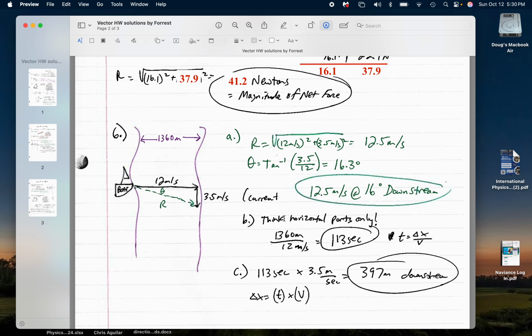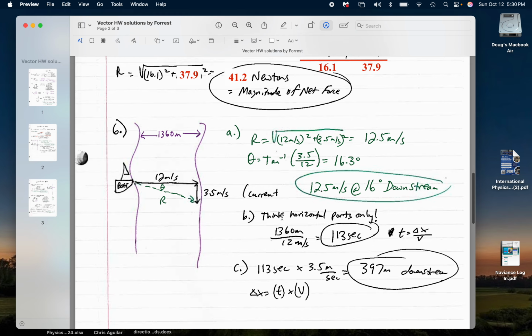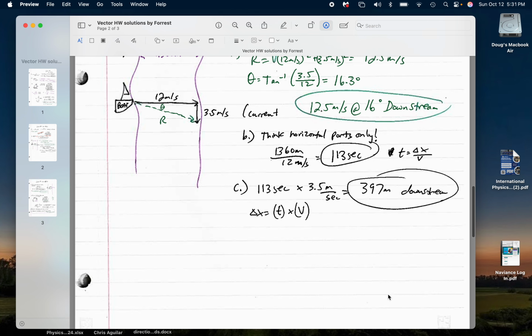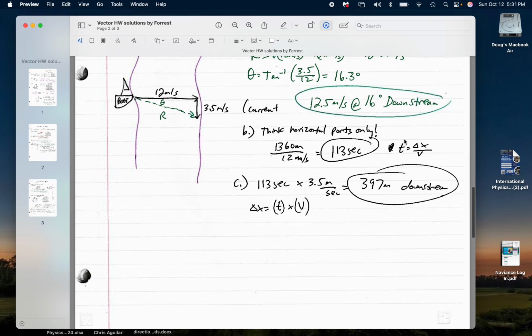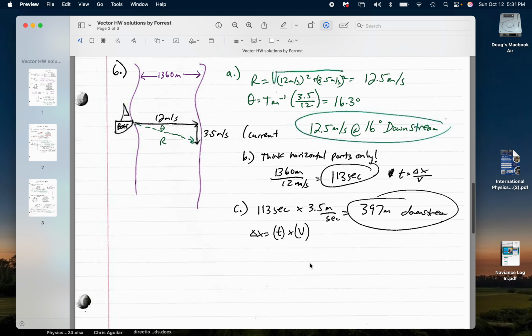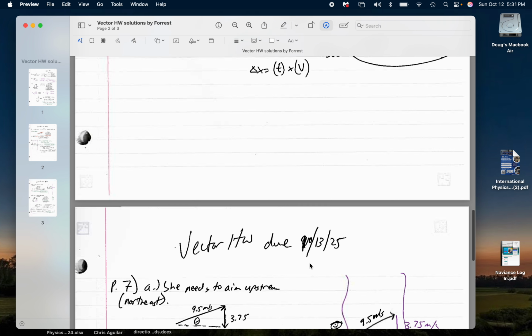And then if you're in the water for 113 seconds, and each 1 second you're being pulled downstream by 3.5 meters per second, you would multiply those two together. And notice the units of seconds cancel out. You're left with meters, 397 meters downstream. So I showed you some equations here for this. You don't need to memorize those. We'll get to those at some point, but that's how you solve that.